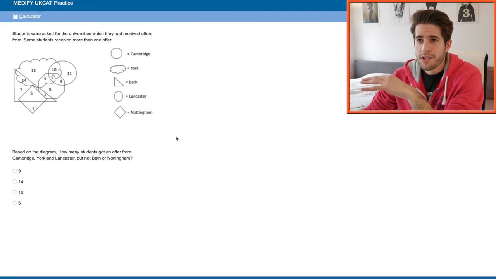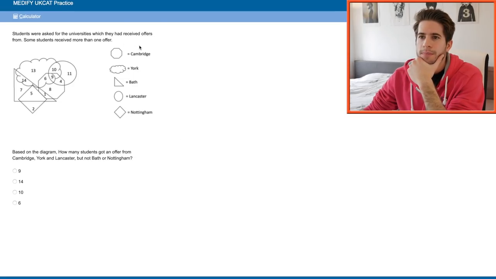All right, final question I'm gonna do for today. Students were asked for the universities which they had received offers from. Some students received more than one offer. Based on the diagram, how many students got an offer from Cambridge, York, and Lancaster, but not Bath or Nottingham?